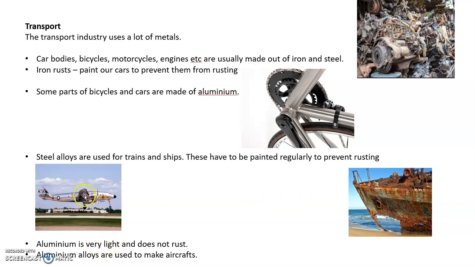We also have an aircraft there. Remember, we said aluminium was a very light metal and it doesn't rust. So it is used in our aircraft industries, and an aircraft, of course, is part of transport. But aluminium on its own is too soft, so you would need an alloy of it. So you have lots of alloys there that make the aircraft. We don't want our aircraft to be heavy as well because it's got to take off. That's why we use aluminium mostly there, because it is a light metal.